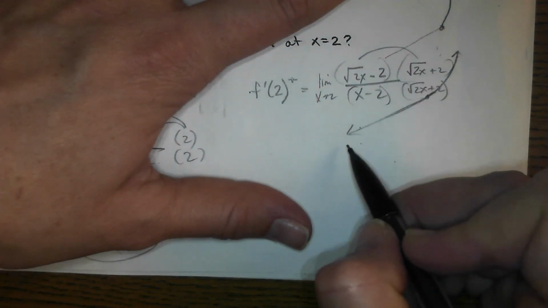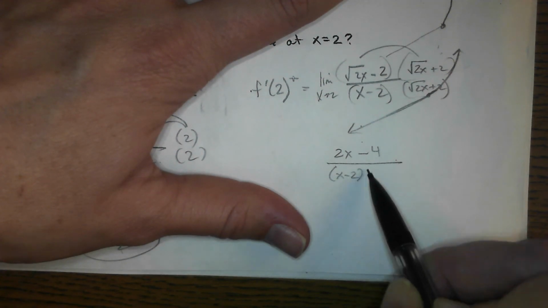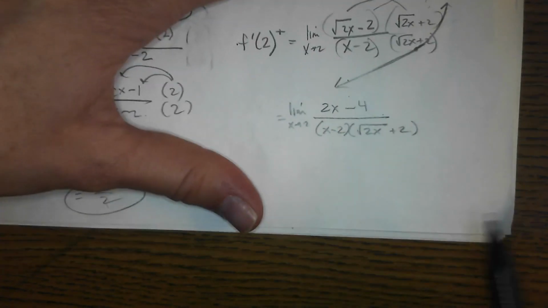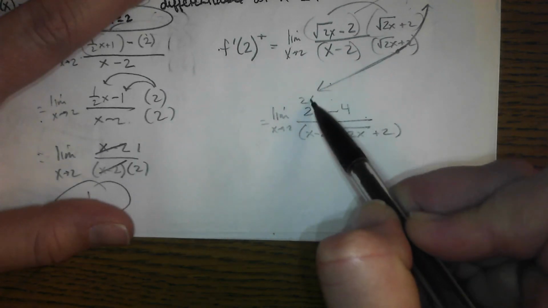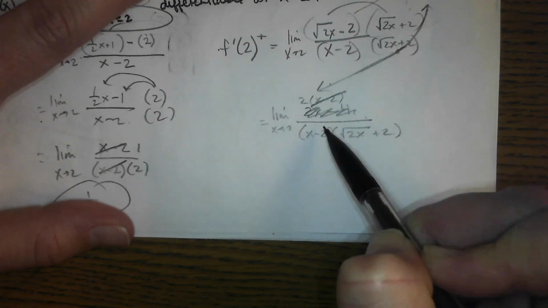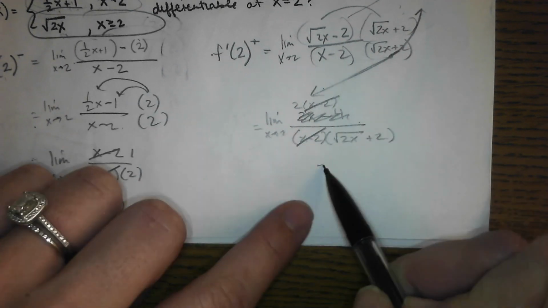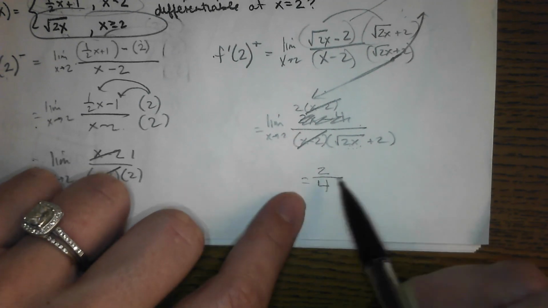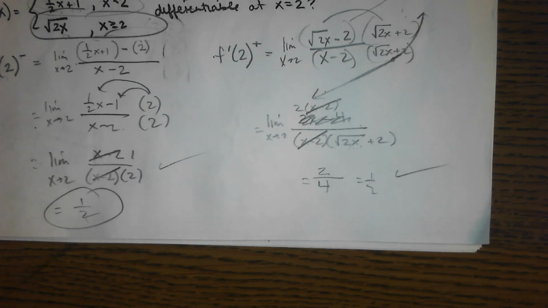So root 2x times root 2x is 2x. Outer and inner cancel, minus 4. Just some formalities with all that other stuff. Now your numerator is pretty clearly factorable. So if you pull a 2 out and you're left with x minus 2, you lose the x minus 2, which was the 0 over 0 culprit. And now we have 2 over the square root of 2 times 2 is the square root of 4, which is 2. 2 plus 2 is 4. 2/4 is 1/2. So our slope from the left is 1/2. Our slope from the right is 1/2. Our slope is the same on either side. Voila, it's differentiable at 2.